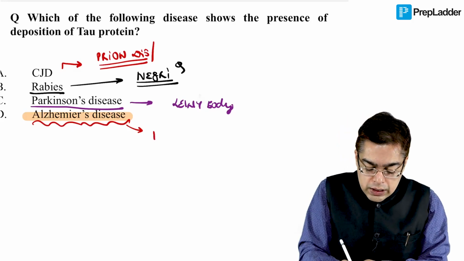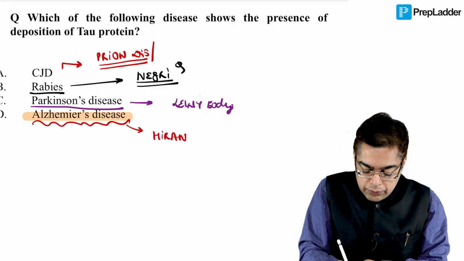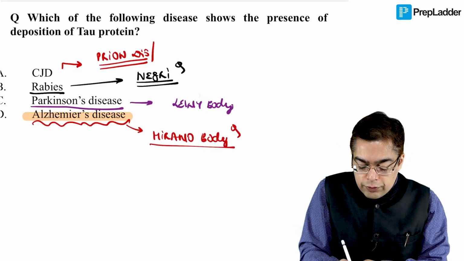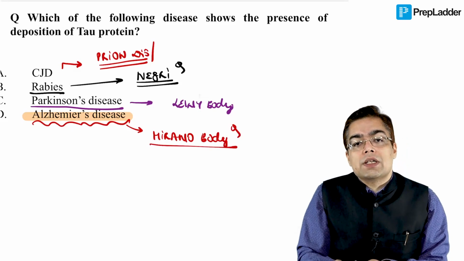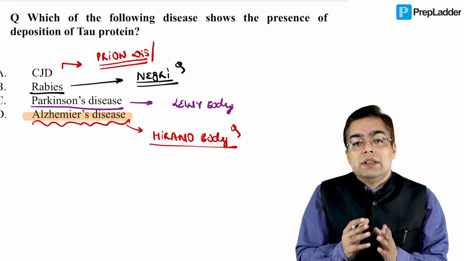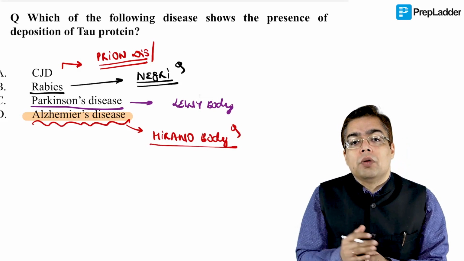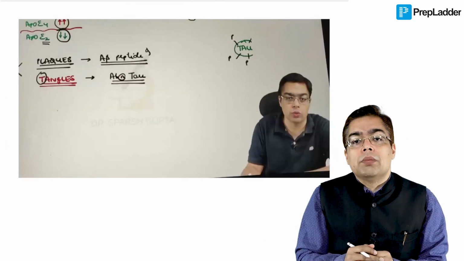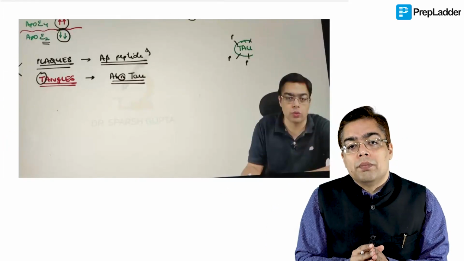With respect to Alzheimer's, I want you to remember the name of the important body which can be seen inside the cells. This is going to be given the name of a Hirano body. So this discussion is going to be relatively easy, and CNS is one of the less often read topics in the exam. But as I talk about time and again, do not leave a topic, friends.